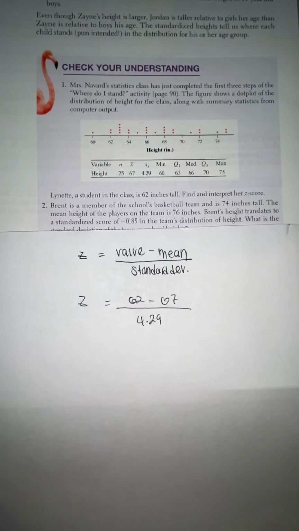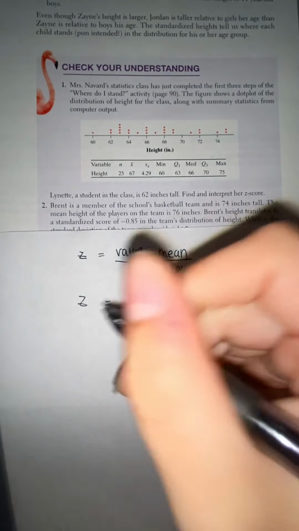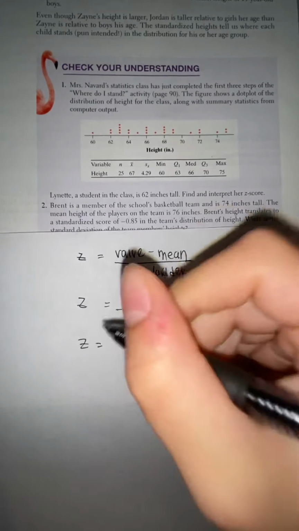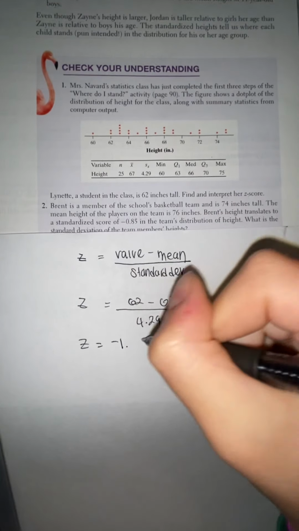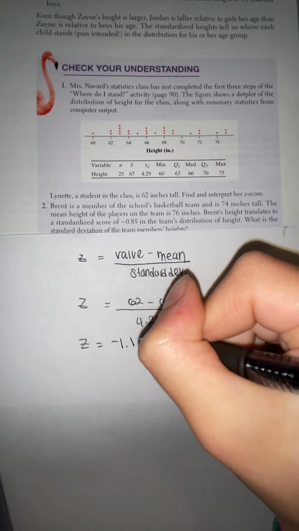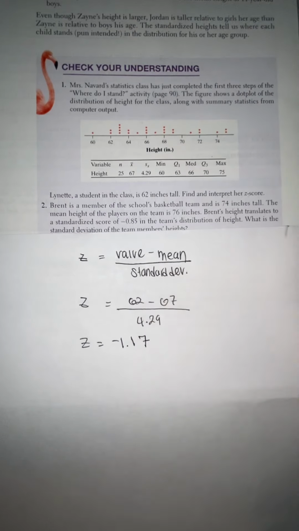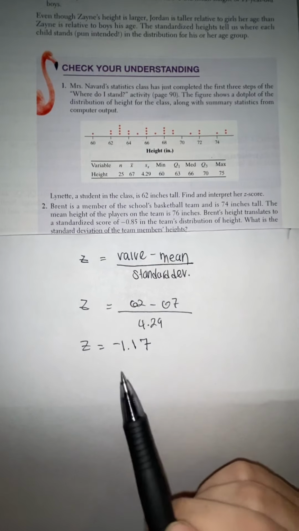So 62 minus 67 is -5. Divide that by 4.29. That ends up being a z-score of -1.165, but we're going to say -1.17. So what does the z-score mean?